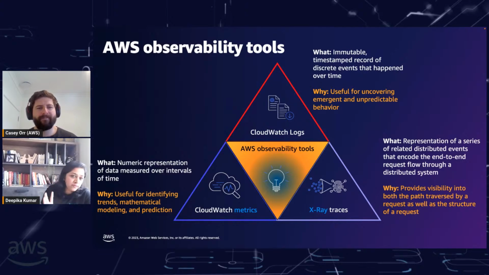So the first pillar of observability is logs. I'm not going into the tooling at the moment. We really need to understand what exactly these pillars are. So when we talk about logs, you can think of logs.